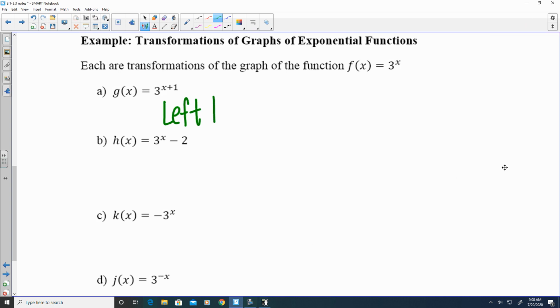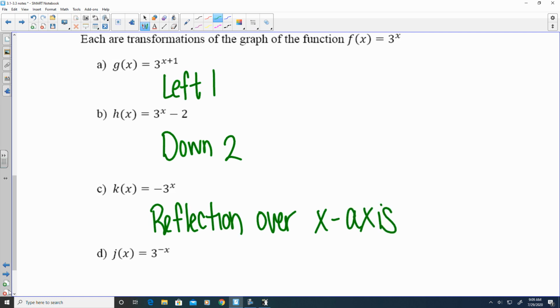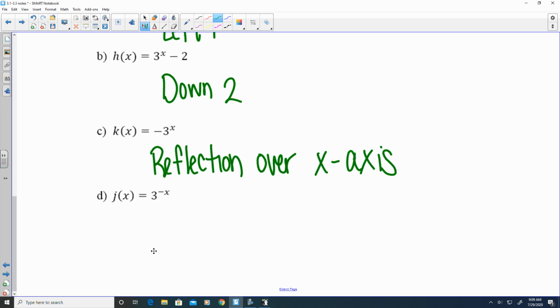So now if I have a movement on the outside, so 3 to the x minus 2, that would be a vertical shift, and the negative 2 is going to move it down that many units. And then looking at C and D, the difference here is where the negative is. If the negative is out front, that is an x-axis reflection. Reflection over x-axis. And if the negative is inside the exponent, that is going to be a y-axis reflection, which is what we saw, which is why it turned into exponential decay instead of exponential growth when it was reflected with that negative.